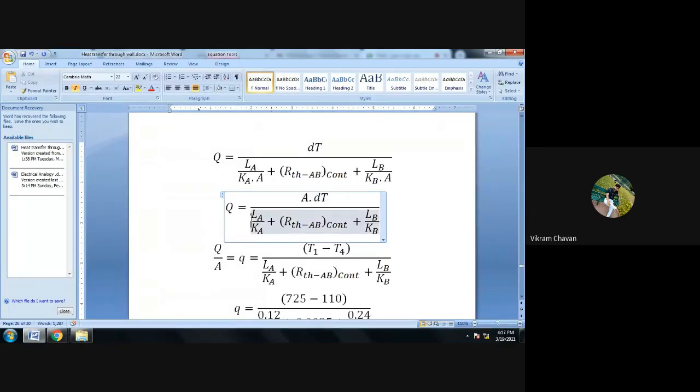Okay, if you are considering this, then we can say that out of the bracket, 1 divided by area.